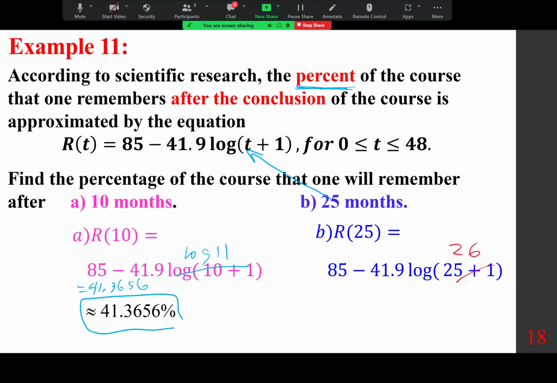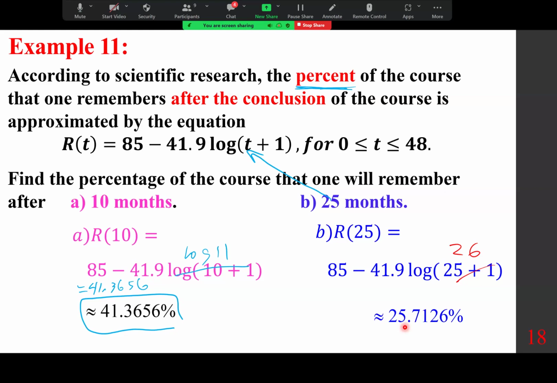It's 26. You have to calculate log of 26 multiplied by 41.9 subtracted from 85. It gives you this number, and then you change it to a percentage. What does it mean? When we finish a course after only 10 months, again assuming that we've done an A1 job, if we don't do anything about it, if we don't study, we remember about 41%. And after 25 months, a little bit more than 2 years, less than 26% remains in our memory.